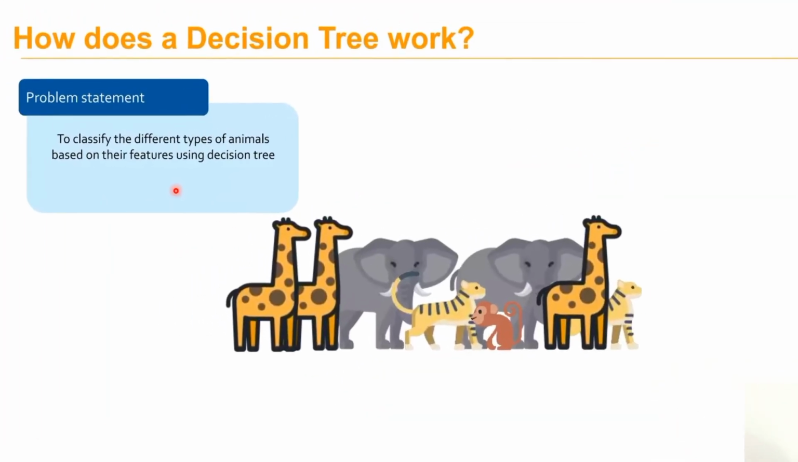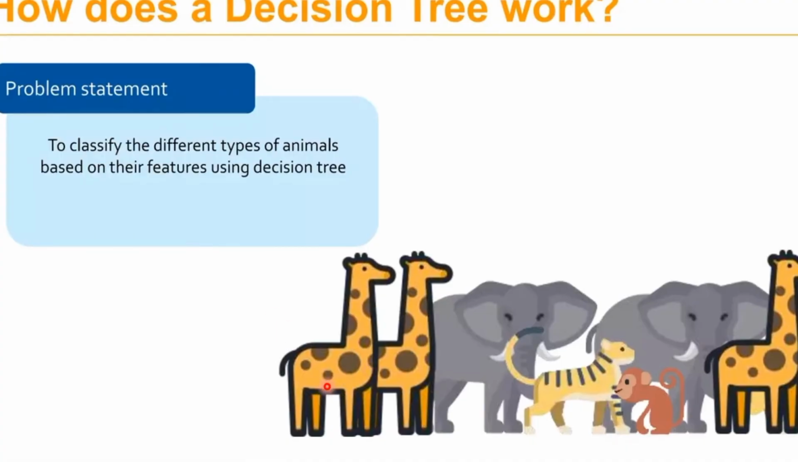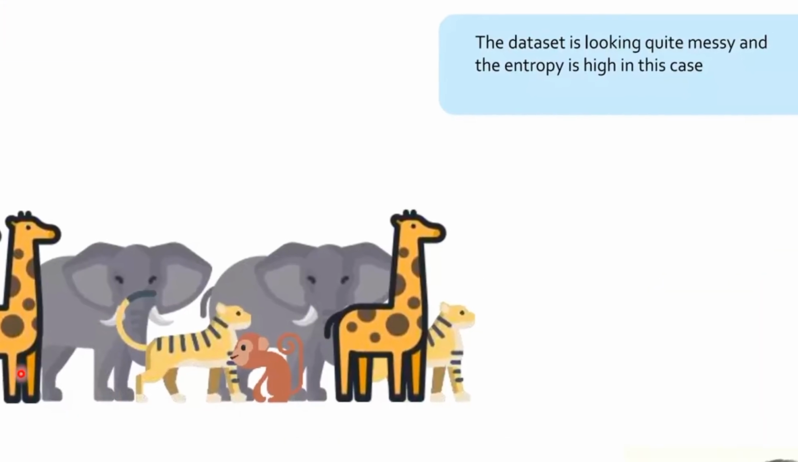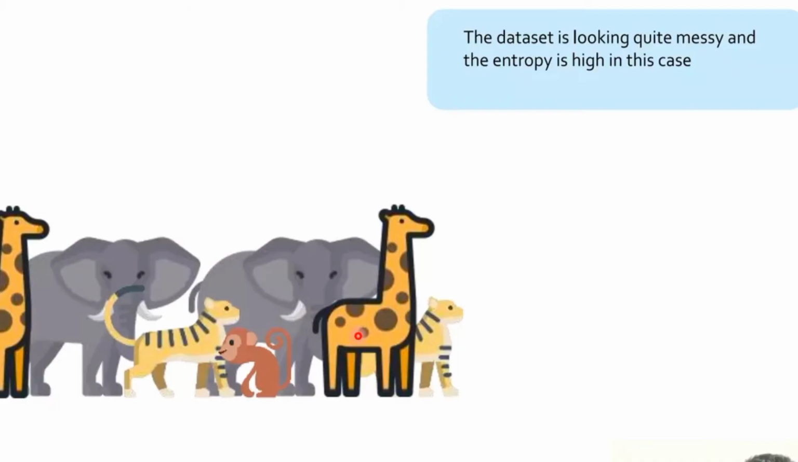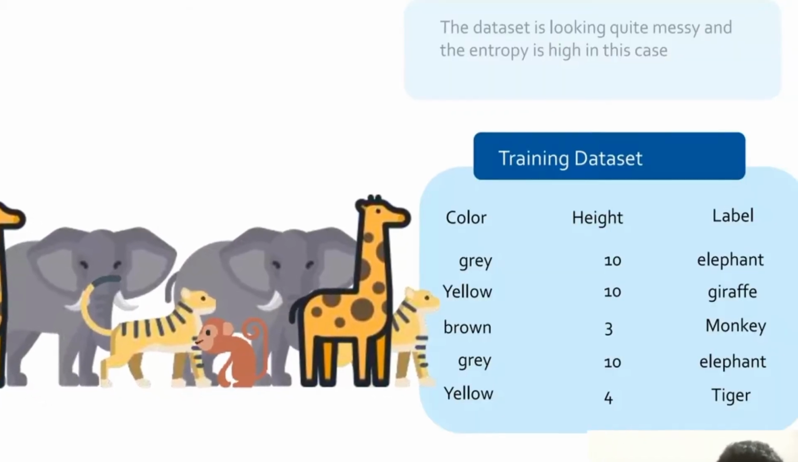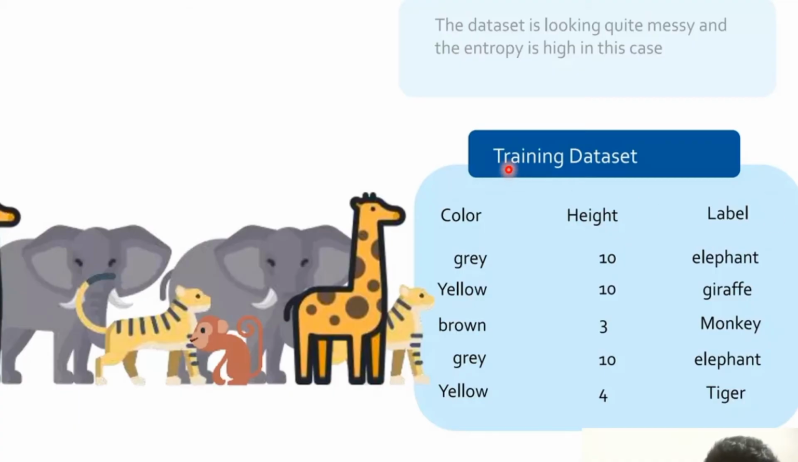This is the problem statement. Here we are going to classify all these types of animals based on the decision tree algorithm. The set is very complicated because it contains many types of animals, so automatically the entropy is very high. Now this is the training data set. Based on the color and the height, we label the animals.